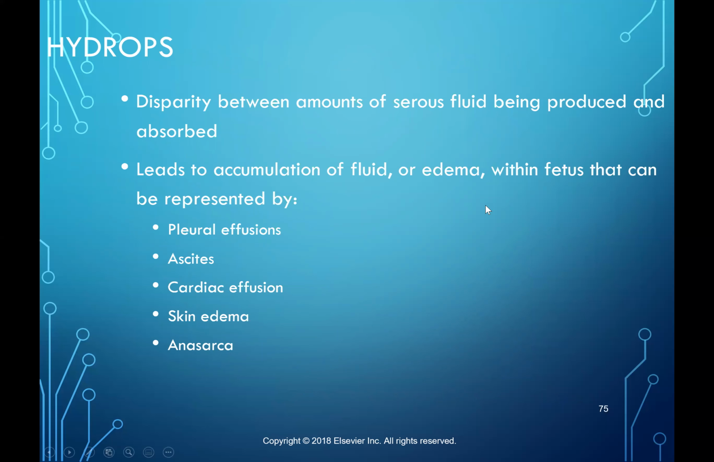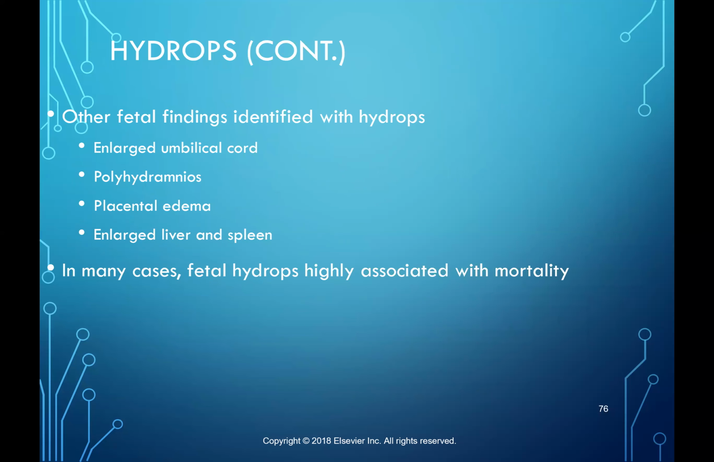The fetus will have fluid within at least two of these places. So pleural effusion, which is fluid within the lungs, ascites, more in the belly, cardiac effusion around the heart, skin edema or anasarca, which is basically fluid around the whole baby, severe fluid. Other fetal findings identified: enlarged umbilical cord, polyhydramnios, placentas, enlarged liver and spleen. A lot of the times, if a baby gets hydrops, it's highly associated with mortality rate.